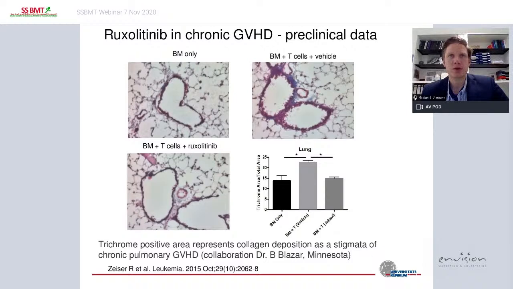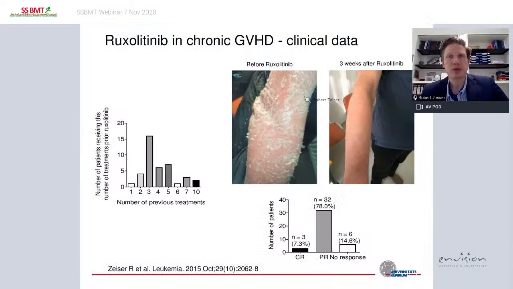can be improved. And we have also a lot of clinical evidence meanwhile. These are patients that have been heavily pre-treated. Here you see the number of previous treatments before they received ruxolitinib. Most patients had three prior therapies. You see here one example of a patient who had severe skin graft-versus-host disease, chronic GVHD, and improved after 3 weeks already. You see the response rates here, CR rates and PR rates that have been reported. Importantly, these are best response at any time point, so not at a certain given time point.